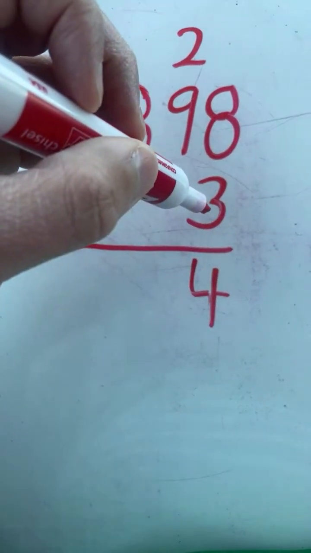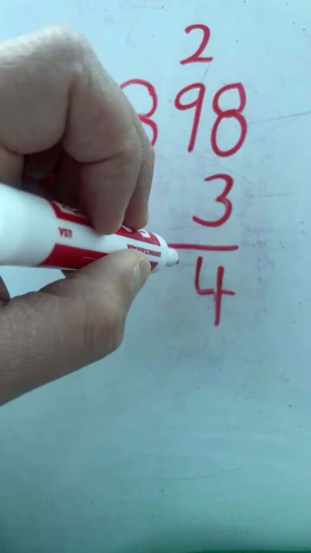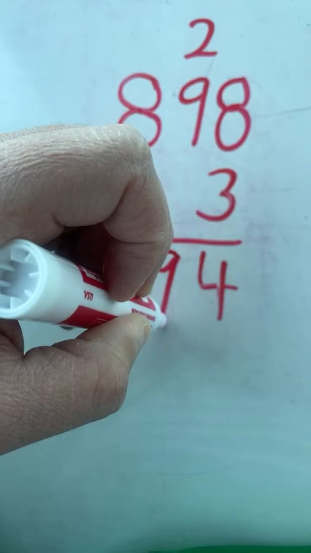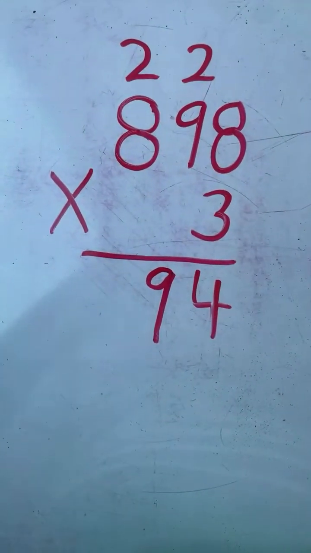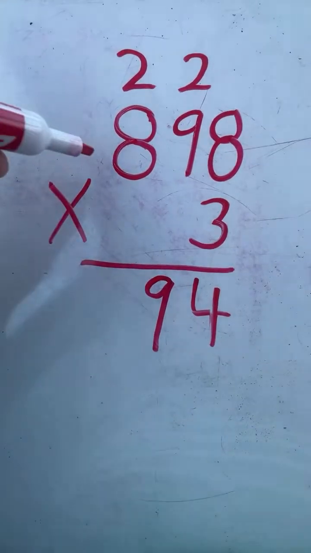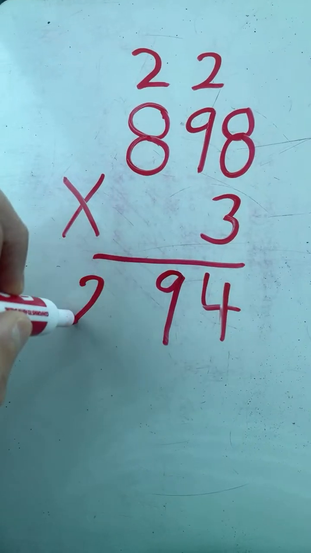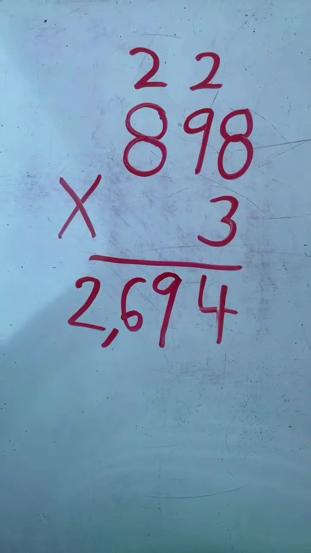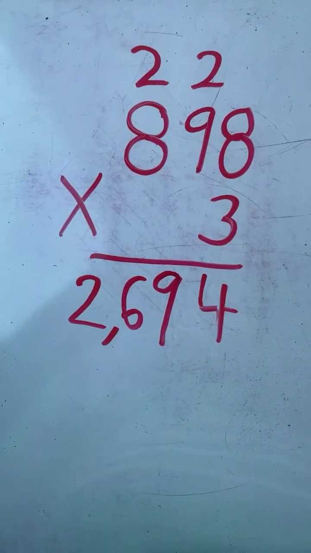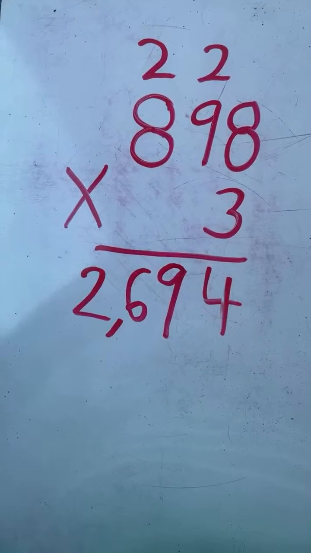9 times 3 equals 27. Plus 2 equals 29. So the 9 in 29 goes in the tens place. The 2 gets carried over to the hundreds place. 8 times 3 again equals 24. Plus 2 equals 26. And we have our final answer. 898 times 3 equals 2,694.